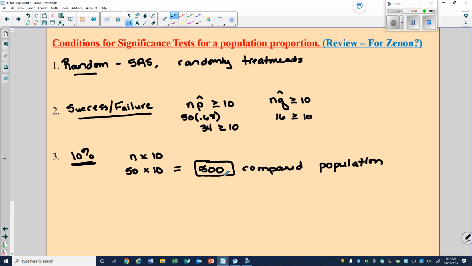Okay. This value right here, you have to have more than 500 for your population. So basically, this number right here has to be less than your population. And for this result, I would assume that I do have more than 500 students in this school, and this condition would check out.